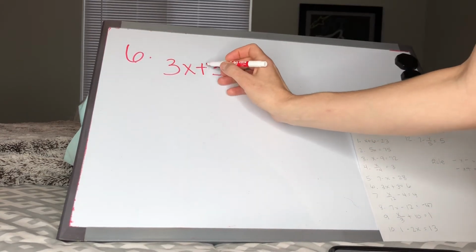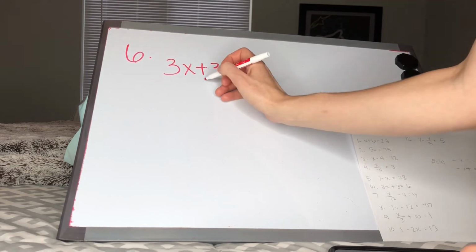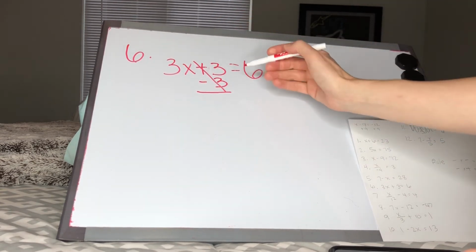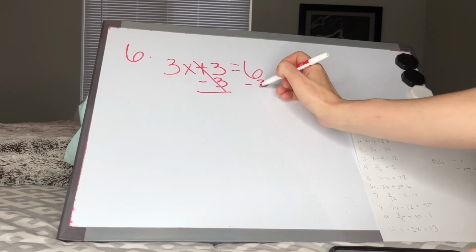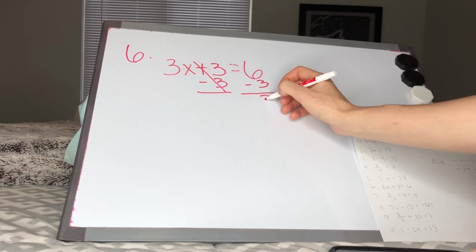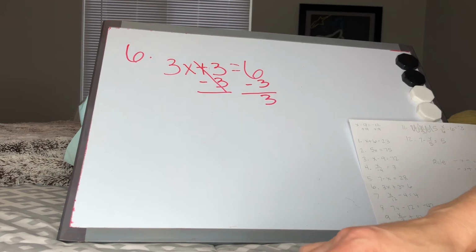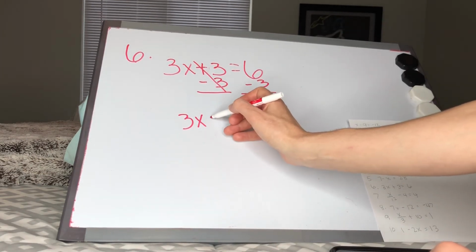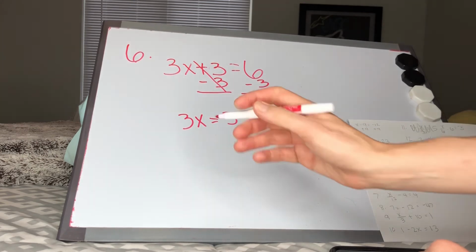So we have to do the opposite. It's plus 3, so that means we need to do the opposite, which is minus 3. That gets rid of it. Minus 3 is 3. Okay, and now we're going to rewrite our problem. 3x equals 3. So now we have a new problem.